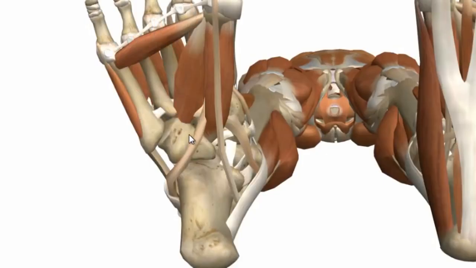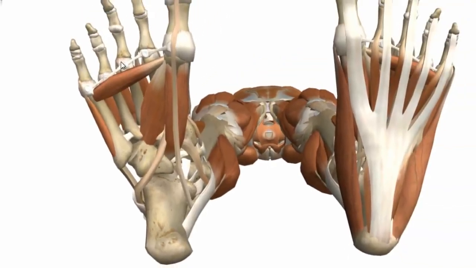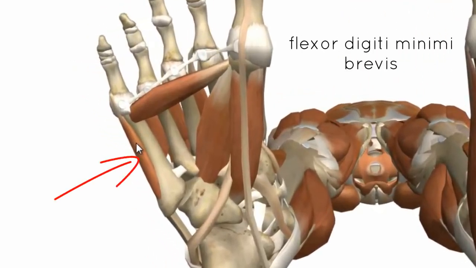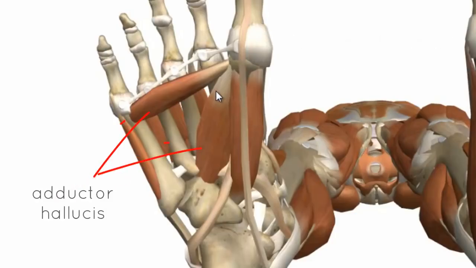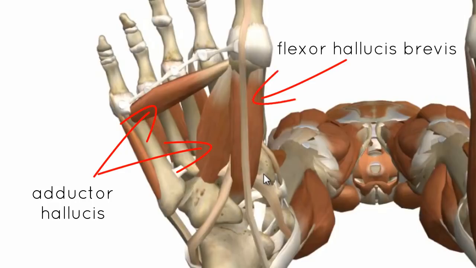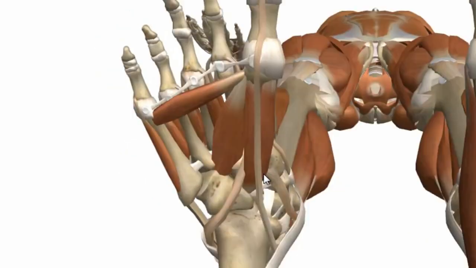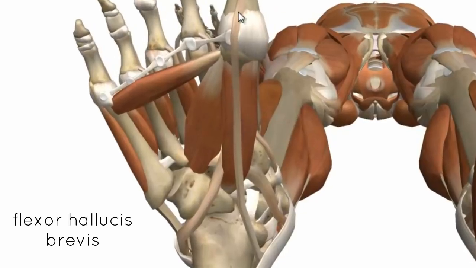So the 3 muscles you have in the third layer are associated with the little toe and the big toe. So with the little toe you've got the flexor digiti minimi brevis, and related to the big toe you've got the adductor hallucis and you've got the flexor hallucis brevis. So first we'll just take a look at this medial muscle, so the flexor hallucis brevis muscle. So you can see it here lying underneath this tendon.